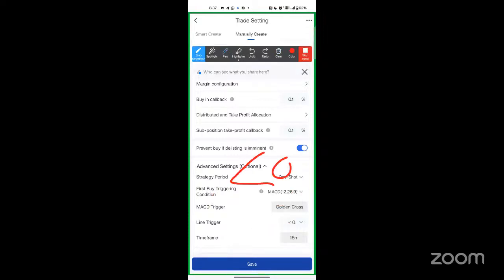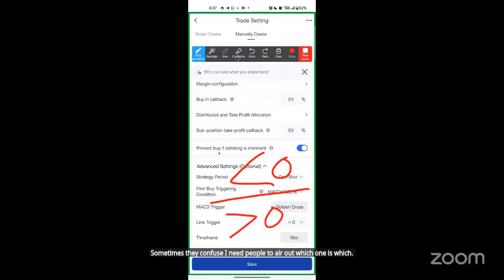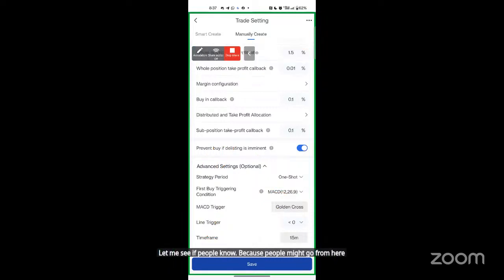These things sometimes, above and below, sometimes they confuse. I need people to air out which one is which. Which one is below zero? Which of the two means below and which one means above? Let me see if people know. Because people might go from here. I come, let me see.